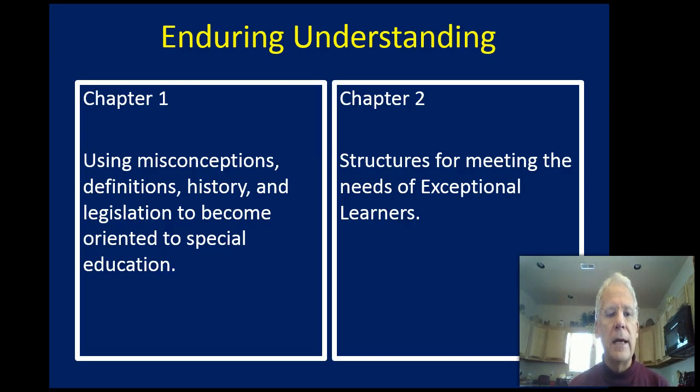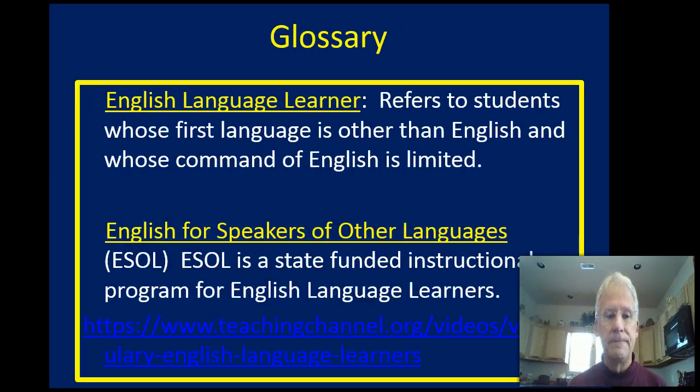We're going to be looking at misconceptions, definitions, history, and legislation; I'm sorry, in Chapter 1 we were looking at misconceptions, definitions, history, and legislation to become oriented to special education. So the big idea for Chapter 1 was orientation to special ed. In Chapter 2 we're going to be looking at structures for meeting the needs of, although I have exceptional learners there, I really mean structures for meeting the needs of at-risk and exceptional learners.